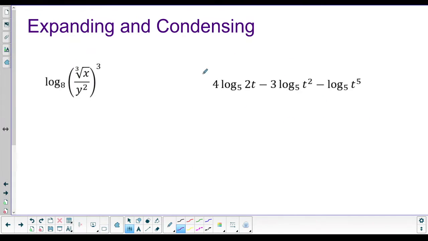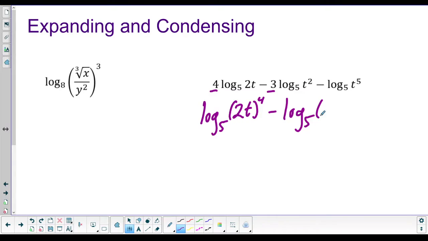So the first thing we're going to do for this condensing problem is all of these coefficients, we're going to turn them into exponents. So I'm going to rewrite this. Log base 5, now this is going to be 2t to the power of 4, minus log base 5 of t squared to the third power, minus log base 5, and we're just going to keep this the same because the coefficient's a 1, so t to the fifth power.